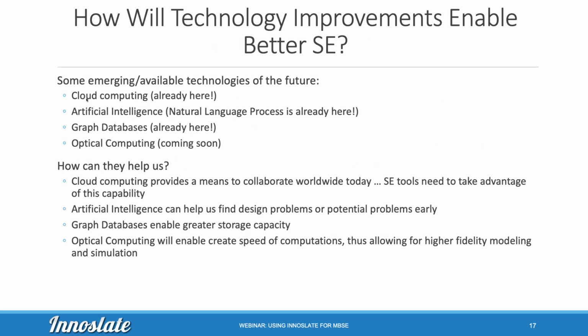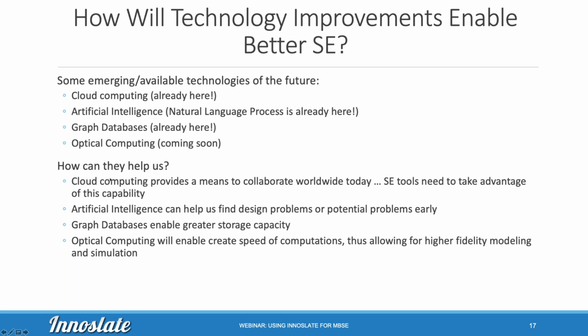So how will technology improvements enable better systems engineering? There are certainly some emerging technologies of the future. Cloud computing. Well, wait a minute, that's already here. Artificial intelligence. Well, at least part of it's already here. Natural language processing is already here, and we can use that. Graph databases, yep, here. And optical computing, soon. They keep telling us soon. I'm not sure that's going to happen in my work time, but we'll see.